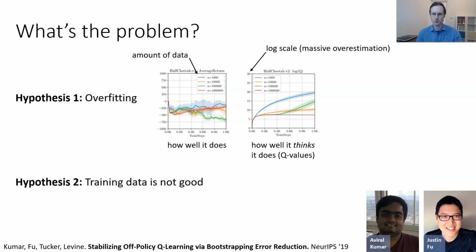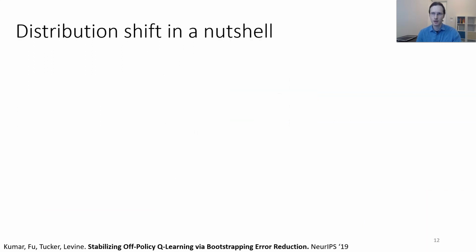Now, another hypothesis we might have is that maybe the training data is just not very good. This hypothesis is not true in this case, because we can behavior clone just the best trajectories in the dataset, and we'll do much, much better than this. So there's really something else going on. It's not overfitting, the data is definitely good enough, it's something else. The problem really comes down to distributional shift.